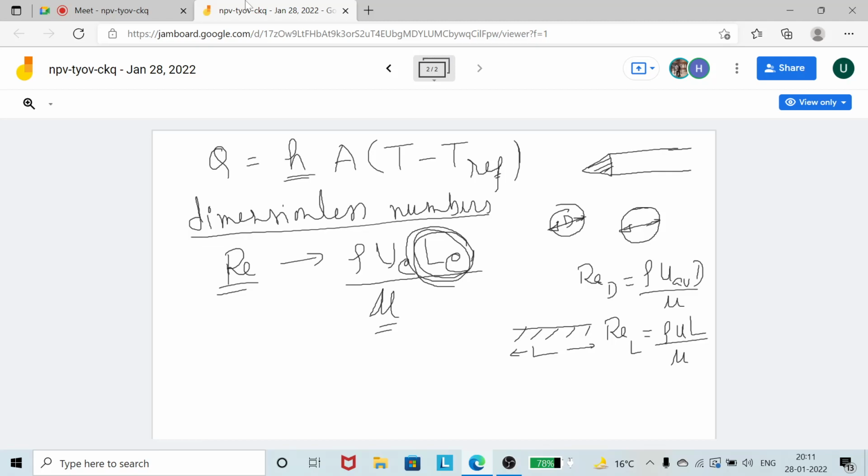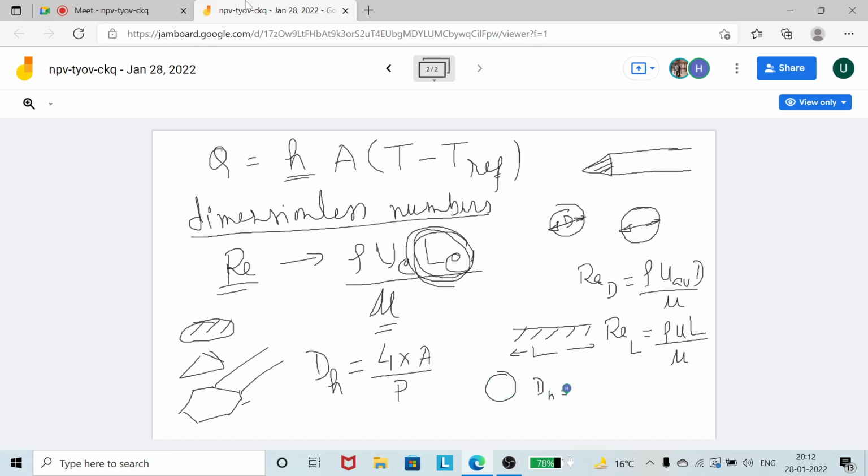Suppose this is the cross section, or this is the cross section, or say this is the cross section. A pipe can be like this also. So go for hydraulic diameter: 4 into area by perimeter. For a triangle, the perimeter is 3a, and area also you can calculate. For a circle, what is the hydraulic diameter? 4 into pi d square by 4 by pi d. So the hydraulic diameter itself is d.